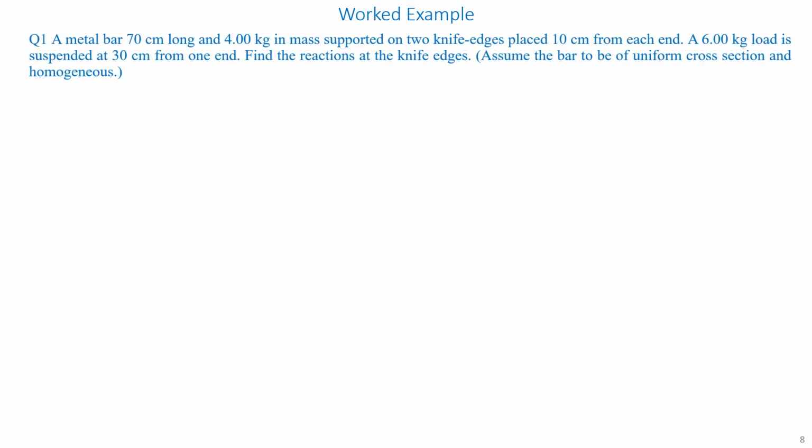Now we will take up a worked example. Question number 1. A metal bar 70 centimeters long and 4 kg in mass is supported on two knife edges placed 10 centimeters from each end. A 6 kg load is suspended at 30 centimeters from one end. Find the reactions at the knife edges. Assume the bar to be of uniform cross section and homogeneous.